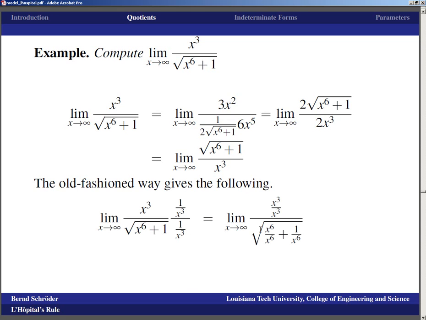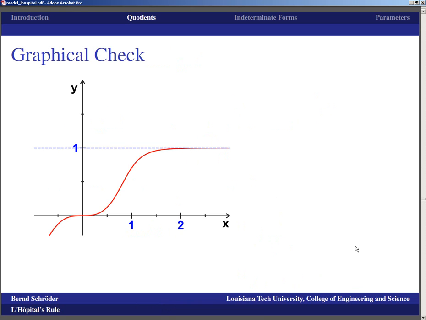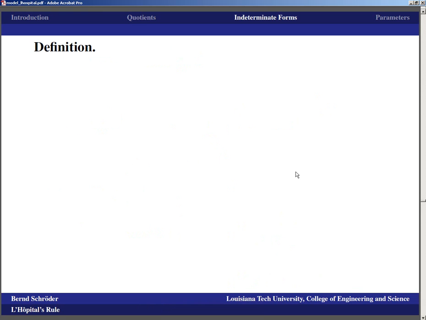You get the limit of x cubed over x cubed divided by root x to the 6th over x to the 6th, because this is square root x to the 6th over x to the 6th, right? And so that gives us the limit as x goes to infinity of 1 over the square root of 1 plus 1 over x to the 6th, and that's 1. And if we graph this function, yep, the horizontal asymptote is at 1.